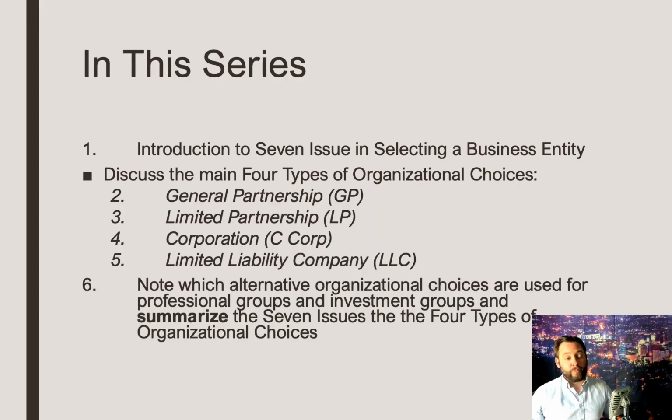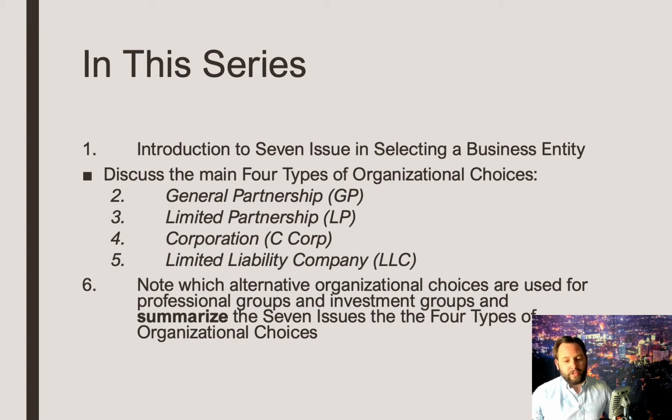This series is going to proceed with 6 videos. First, we're going to introduce the process of selecting a business entity by reviewing 7 issues that are going to come up time and time again when deciding what entity to choose. We're then going to discuss the 4 major types of organizational choices: general partnerships, limited partnerships, C corporations, and limited liability companies, in the context of those 7 issues, forming a matrix of effectively 4 entity choices by 7 issues.